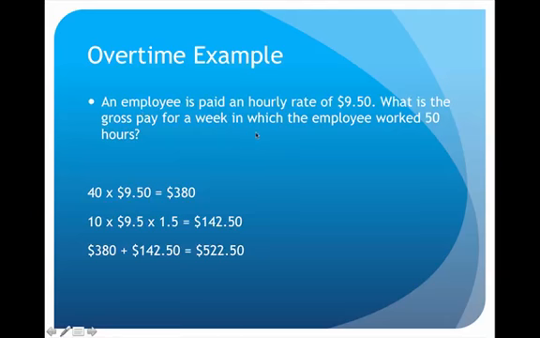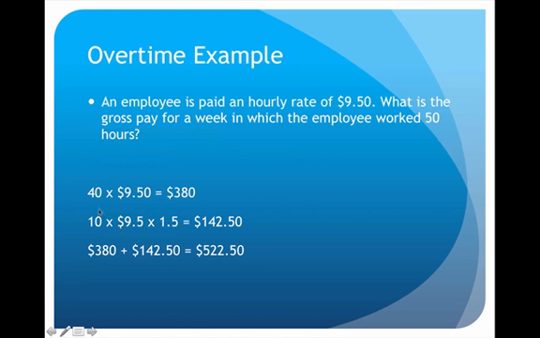Now to take a look at our first gross pay example. This employee is paid an hourly rate of $9.50, so clearly we're way above the Fair Labor Standards required minimum wage, so you don't have to worry about that. It says, what is the gross pay for a week in which the employee worked 50 hours? So notice the 50 hours, that is in excess of that 40-hour work week that we talked about. So this one is going to involve overtime.